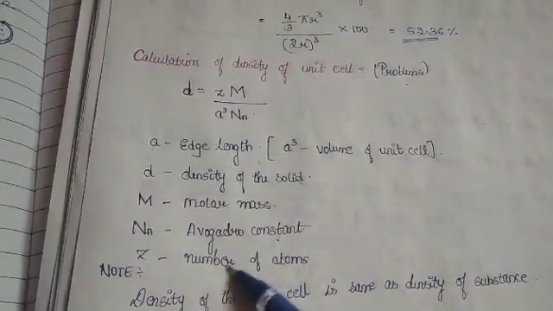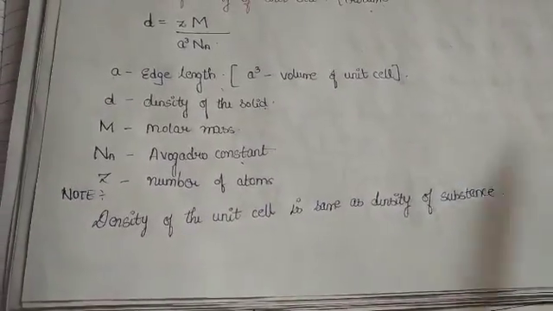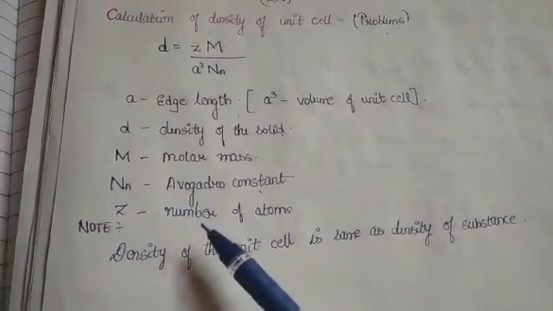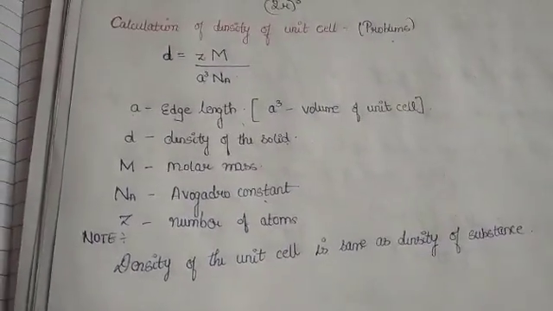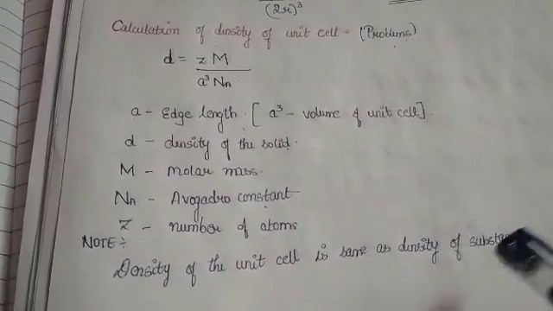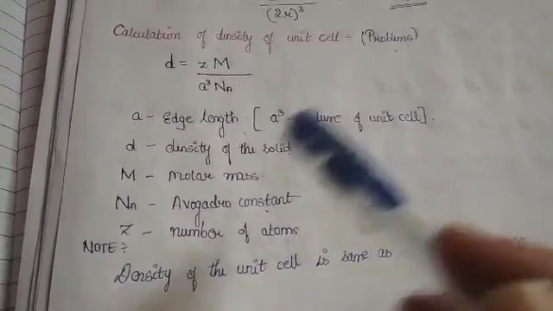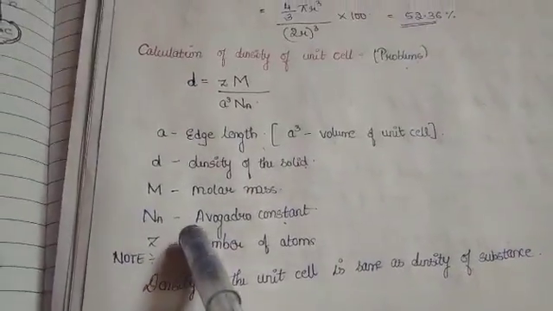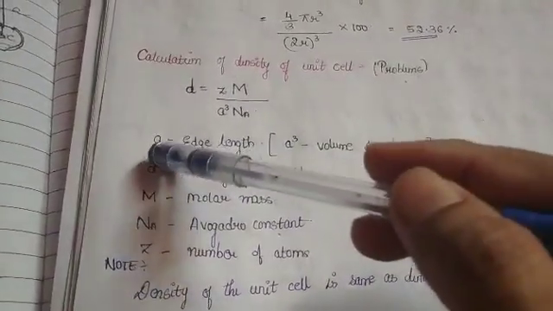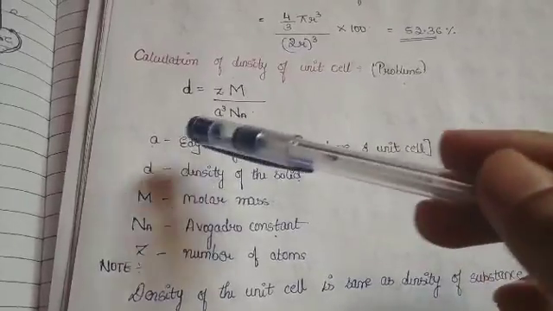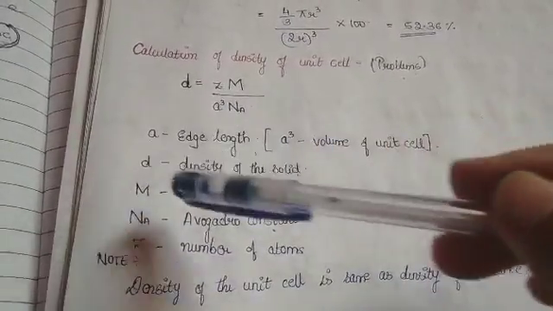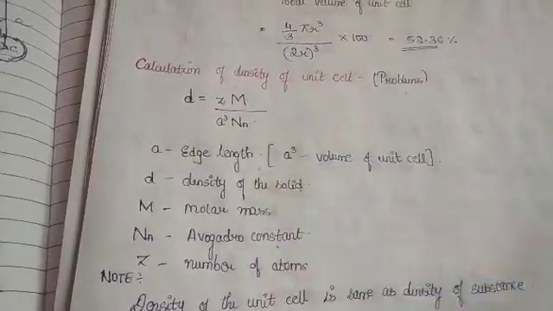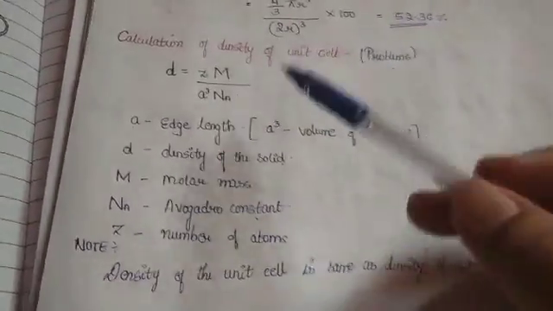Z represents your number of atoms. If they give you face centered or body centered, you should be able to say what the number of atoms will be. In some cases they can give you the number of atoms directly: this many atoms are present, calculate the density. In some cases they can give you the face centered cubic lattice, and you have to know the number of atoms present in it. By having this knowledge, if any one term is asked and the other four terms are given, that term can easily be found using this formula. Of course, one problem is surely going to arise. Have a knowledge of it.